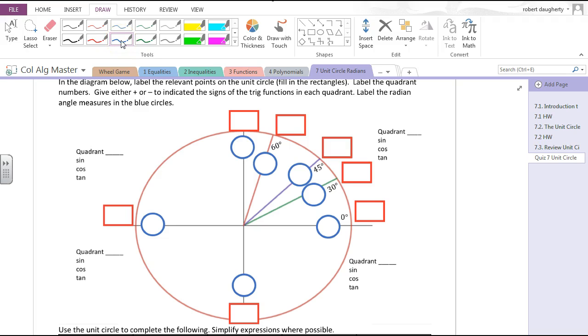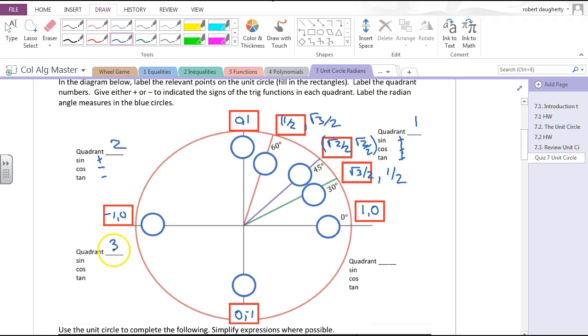You will still need to fill in the unit circle. So you'll give the values of all of these. Square root of 3 over 2, 1/2, square root of 2 over 2, square root of 2 over 2, and then 1/2, square root of 3 over 2, 0, 1, negative 1, 0, 0, negative 1. And then quadrant 1, everything is positive. Quadrant 2, only the sine is positive. Quadrant 3, only the tangent is positive. Quadrant 4, only the cosine is positive.